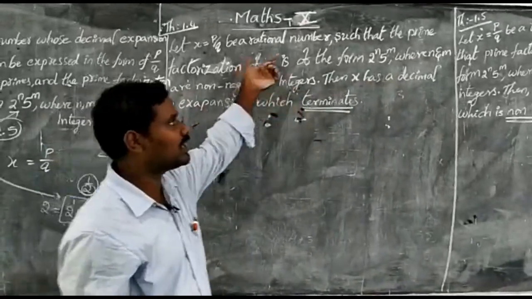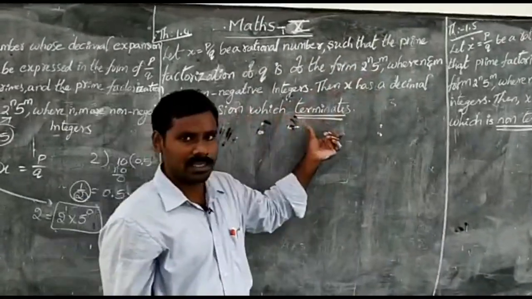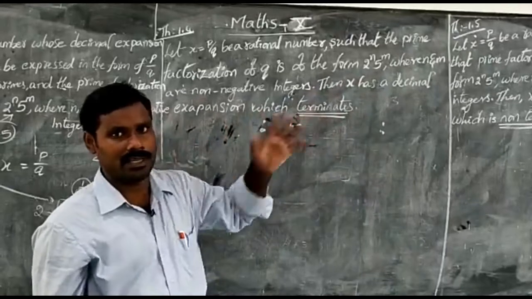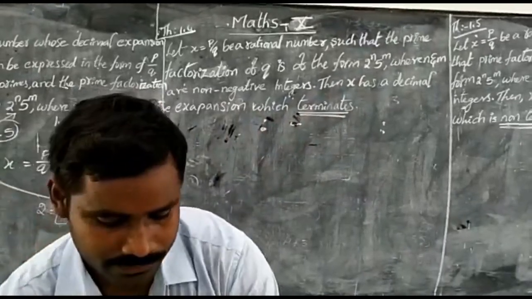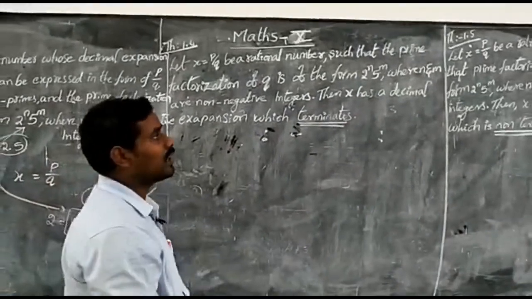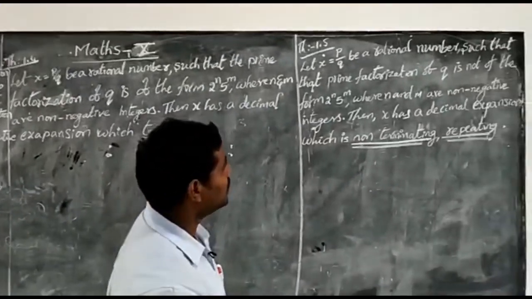That means if q is in this form, then it is compulsory that the number terminates. Now we are going to page number 12. On page number 12 we are going to the 1.5 theorem. Once go through the 1.5 theorem.